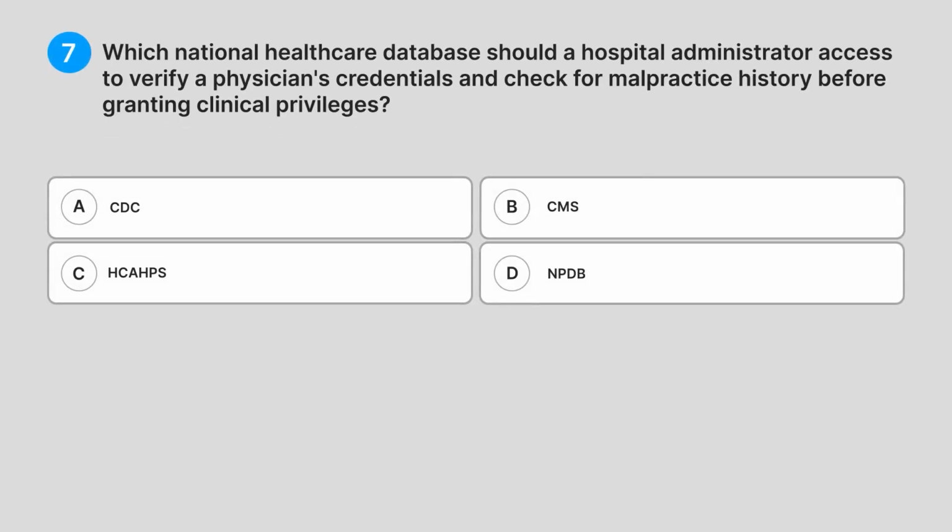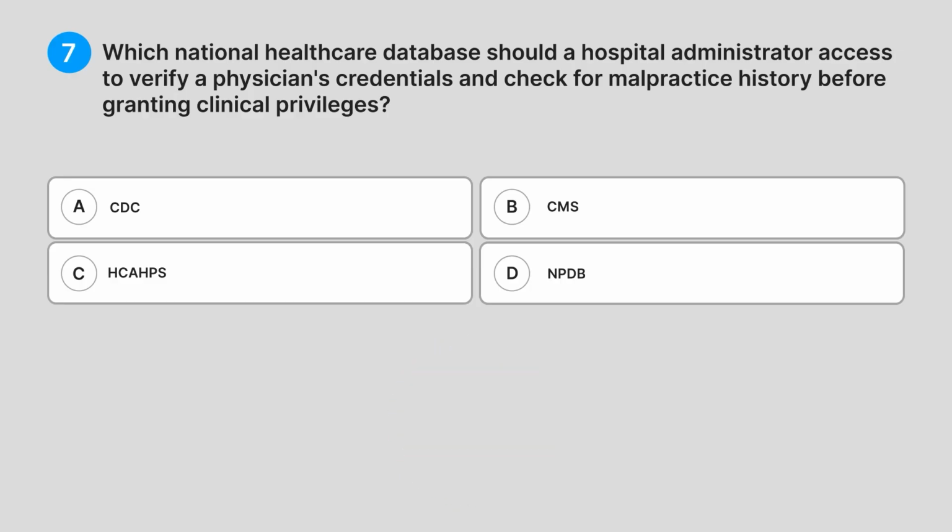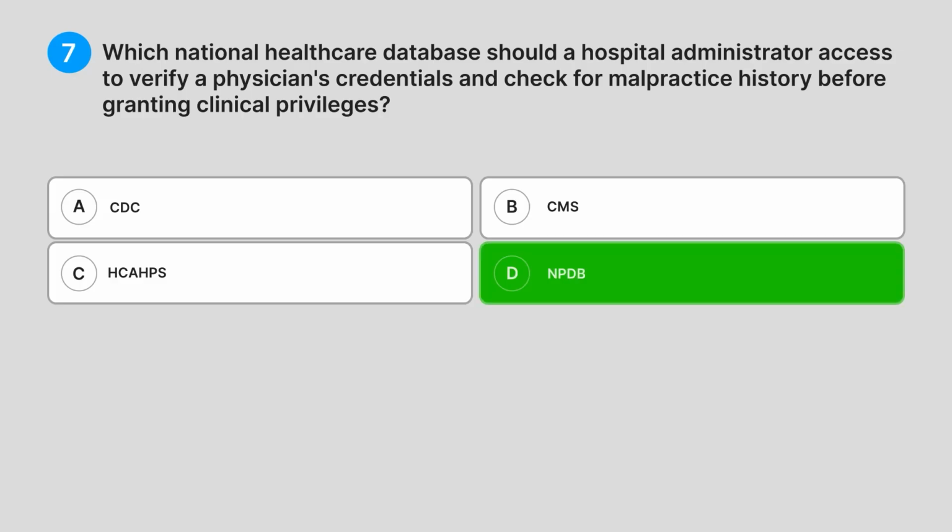7. Which national healthcare database should a hospital administrator access to verify a physician's credentials and check for malpractice history before granting clinical privileges? A. CDC, B. CMS, C. HCAHPS, D. NPDB. Can you guess the answer? Correct answer, D. NPDB.